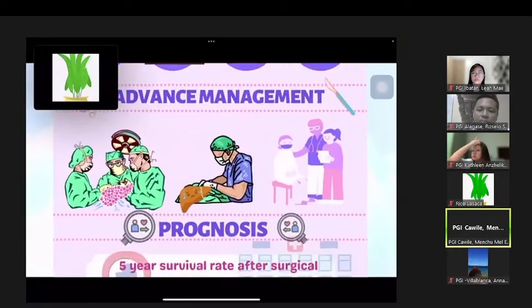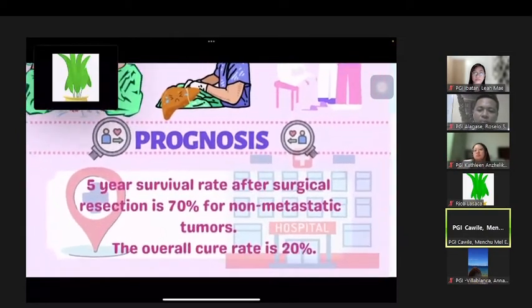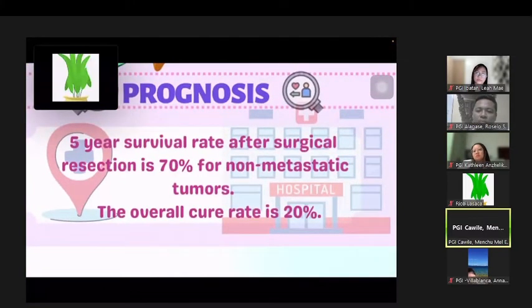For the prognosis, there is a 5-year survival rate after surgical resection, which is 70% for non-metastatic tumors. However, the overall cure rate remained low at 20%.